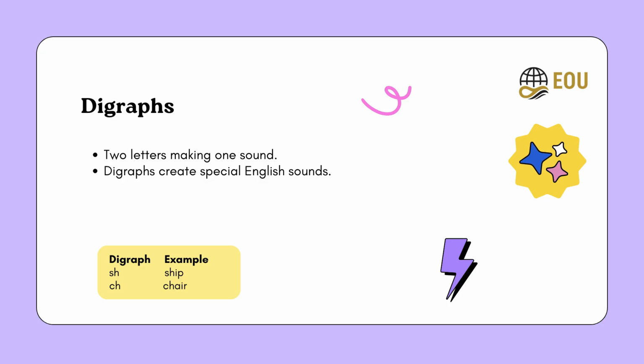Now let us learn about digraphs. A digraph means two letters making one sound. Digraphs create special English sounds. For example, sh in ship, ch in chair. Even though there are two letters, we hear only one combined sound. Practice these words slowly: ship, chair.